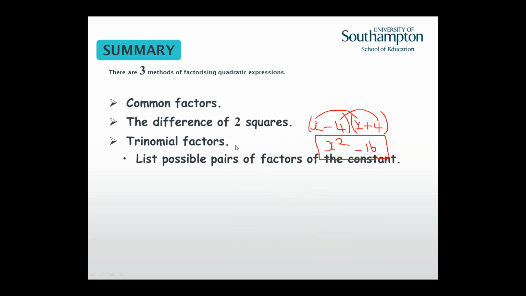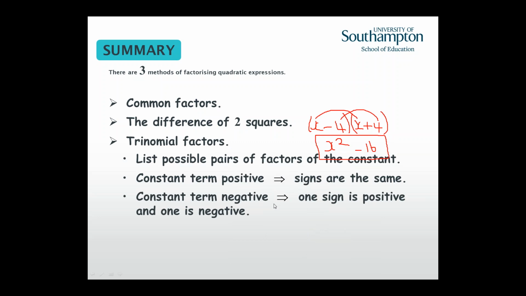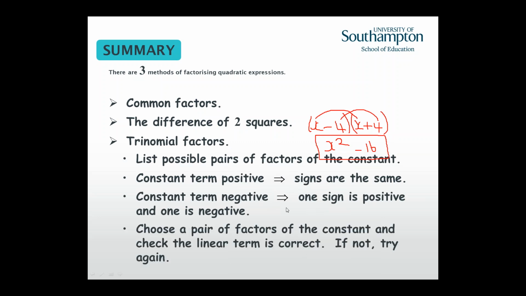Trinomials are what we keep talking about. So here you go. If they're positive, the signs are the same. If they've got to turn negative, one's different. And you have to just find a pair of factors. Check it.